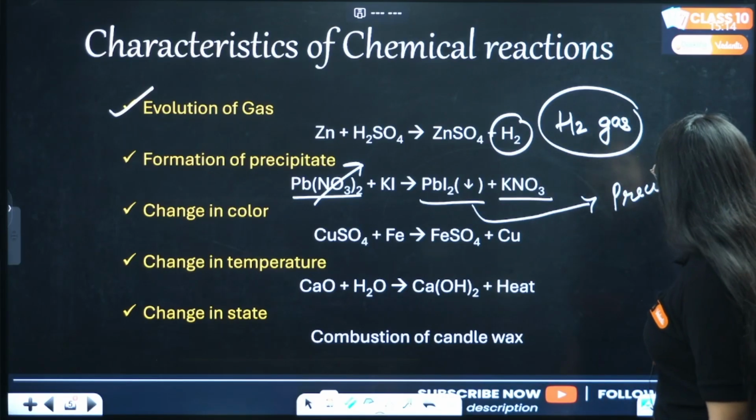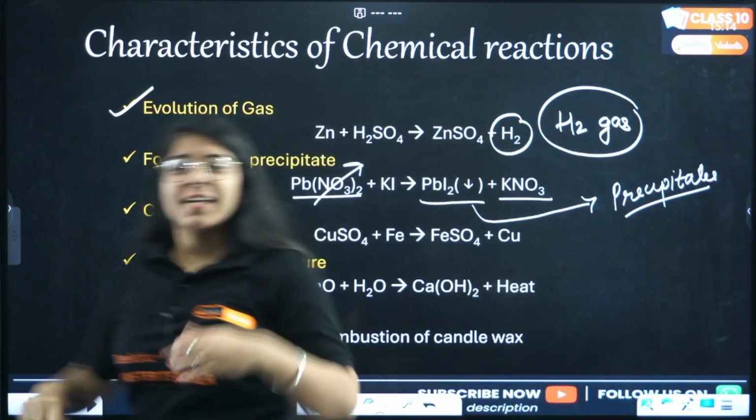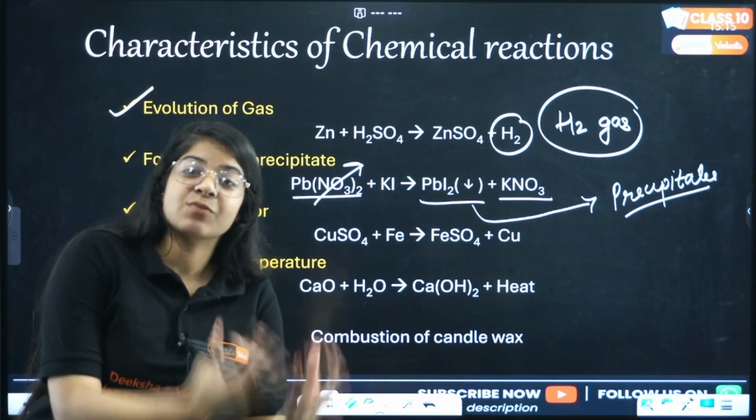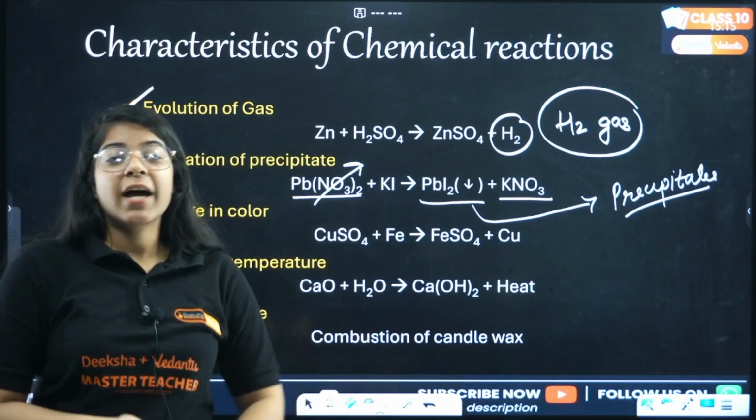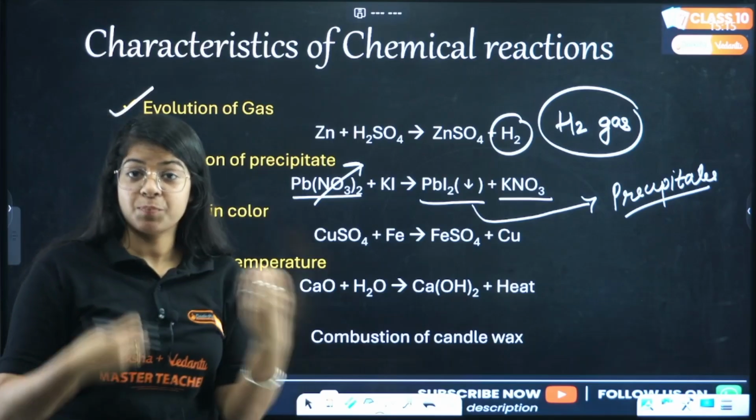What do we say? Iodine is very, very strong. Okay, so it kicks NO3 away and combines with lead, but lead and iodide, that is lead iodide, settles down, that is it becomes precipitate.